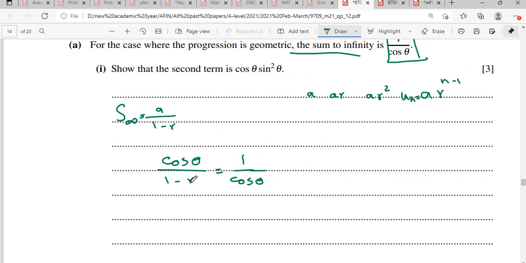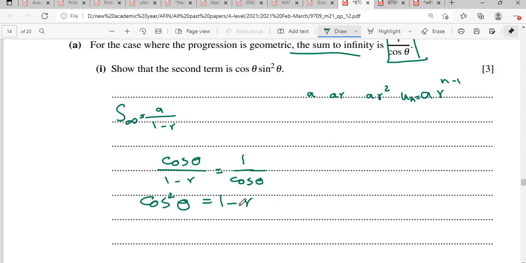To make R the subject, we can cross multiply the two fractions, because on both sides we have a single fraction. This is one way. You can multiply both sides by cosine, then this cosine will be cancelled, this cosine will be squared and this one will be cancelled. Then again, we can make R the subject. Cosine times cosine is cosine squared theta equals 1 times 1 minus R, which is still 1 minus R.